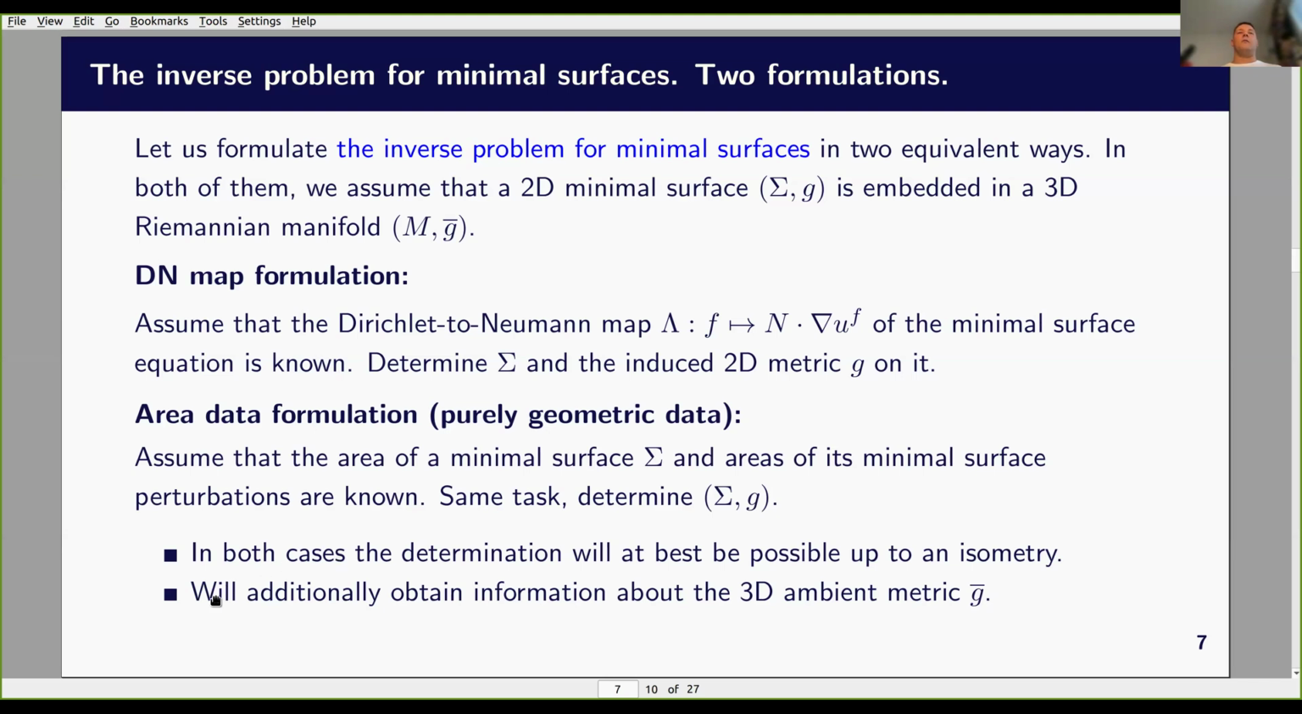When we go into how to prove these things or study these problems, we will actually find also information about the 3D metric as well. So that is an interesting fact going forward. I will maybe explain in the end. And please ask questions if you have any.